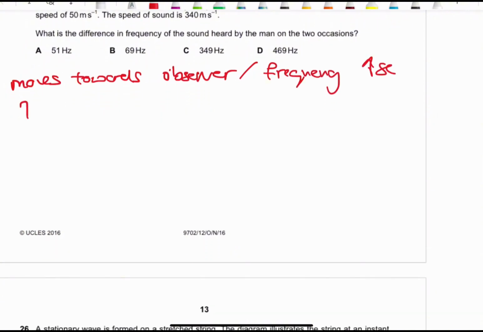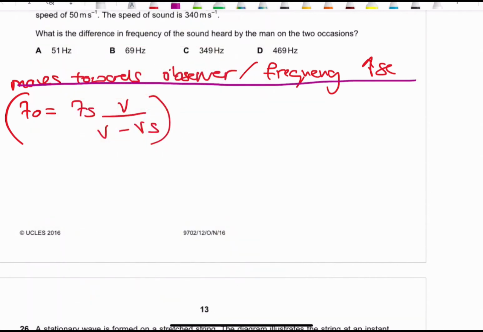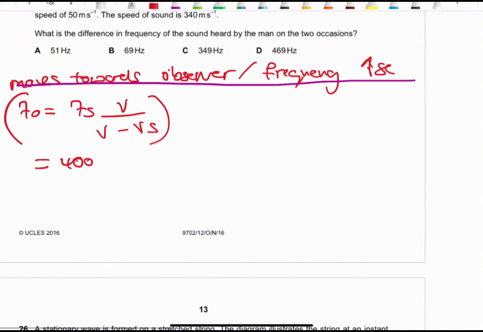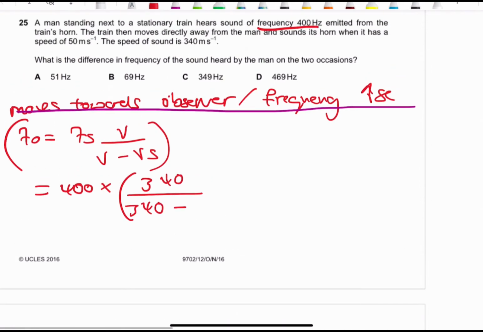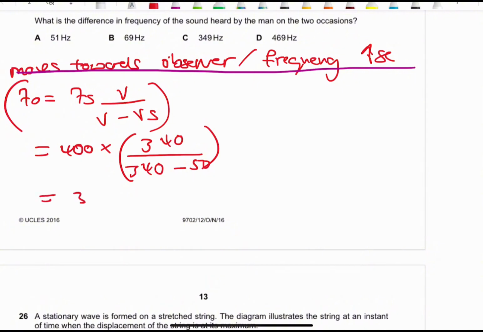And the Doppler equation is basically f0 = fs × v / (v − vs), provided that it's moving towards what? Provided that it's moving towards the observer. So that was the golden rule, right? So our initial frequency, 400, multiplied by the value of v, which is 340, divided by 340 subtract 50, is basically going to give you an answer of 348.72 hertz. That's about 349.